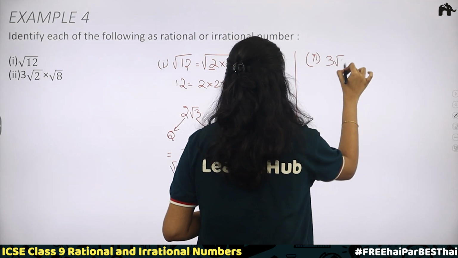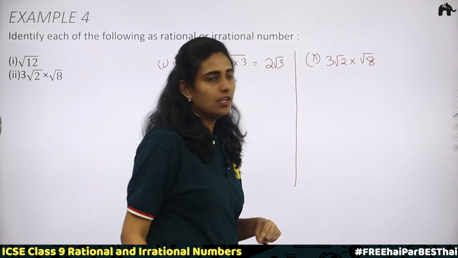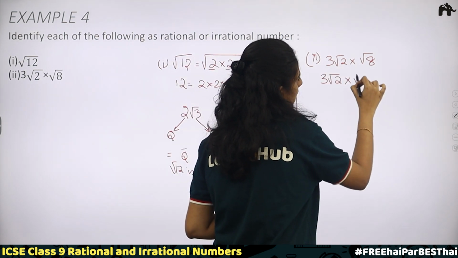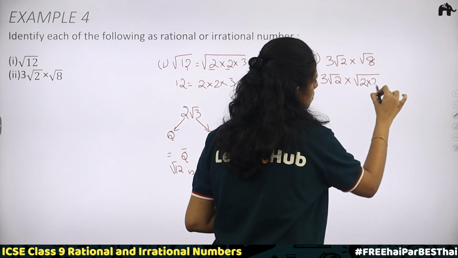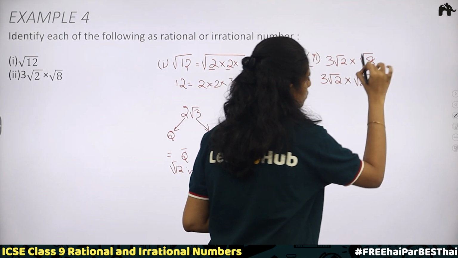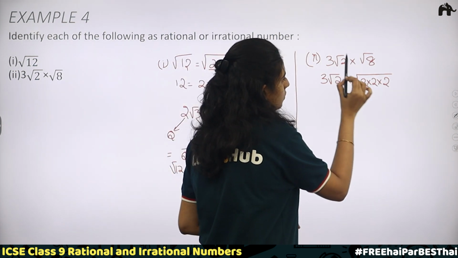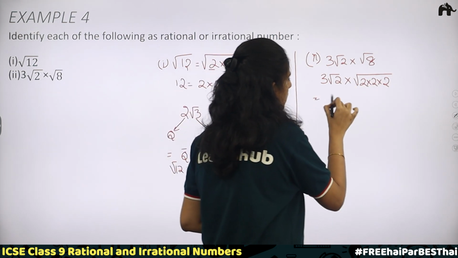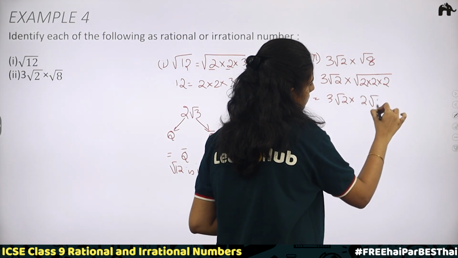3 root 2 into root 8. What is root 8? Root 8 can be written as 2 into 2 into 2. So, 3 into root 2 into root of 2 into 2 into 2. So, this is equal to 3 root 2 into, here a 2 can be taken out, 2 root 2.